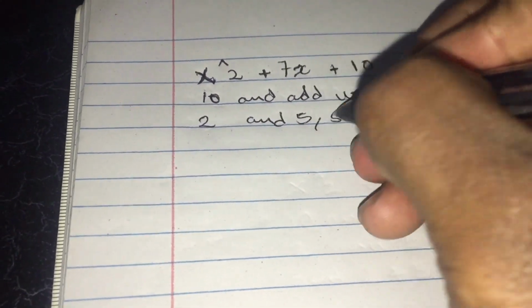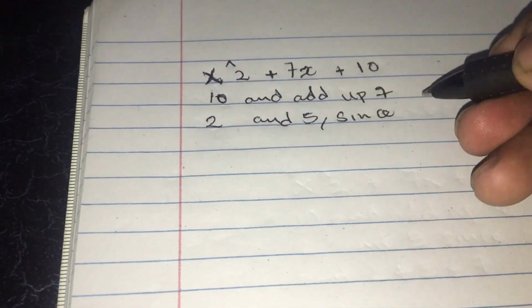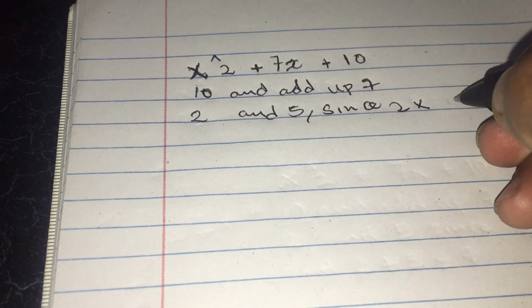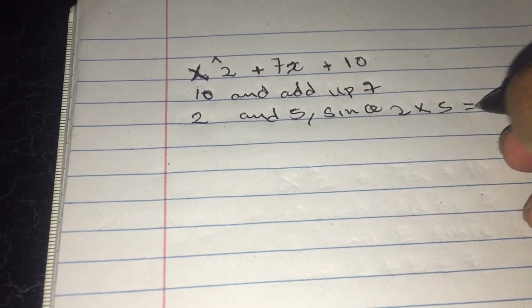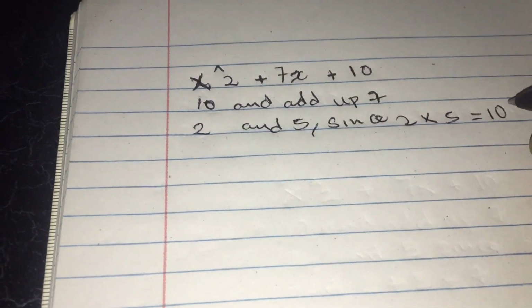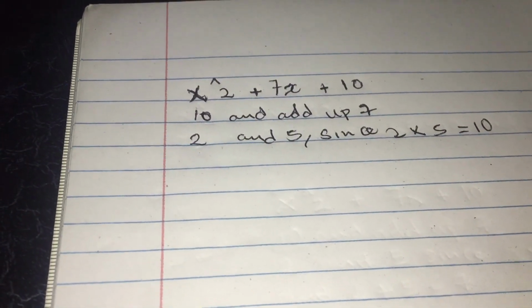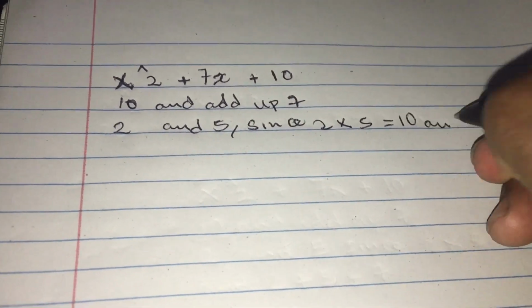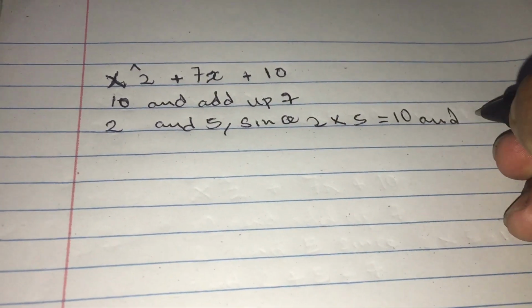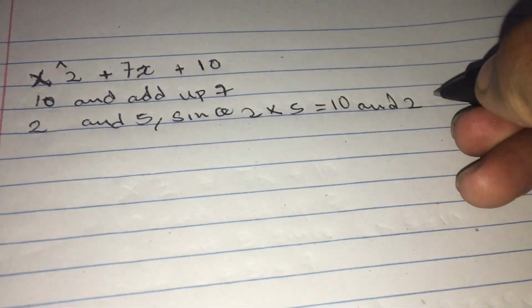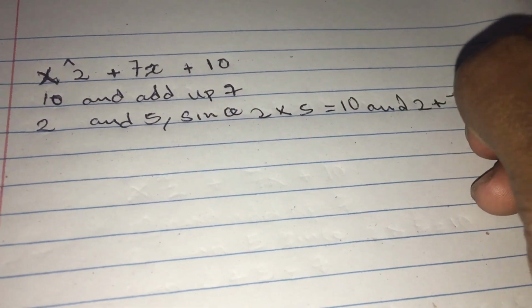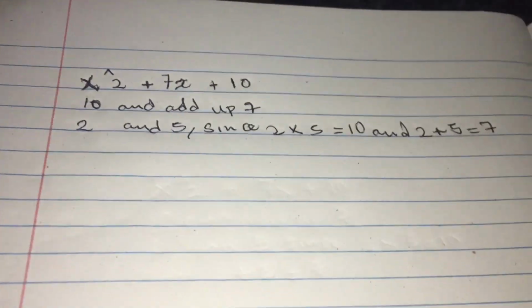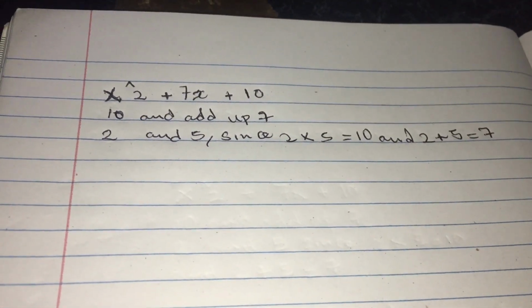Since 2 times 5 is equal to 10, and 2 plus 5 is equal to 7. Hope you can see.